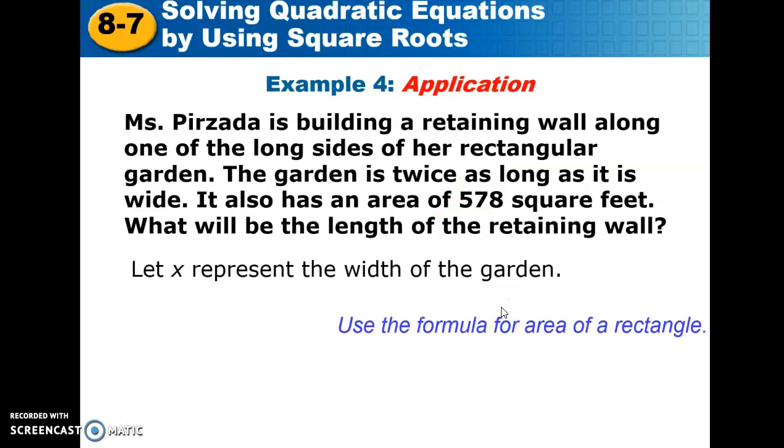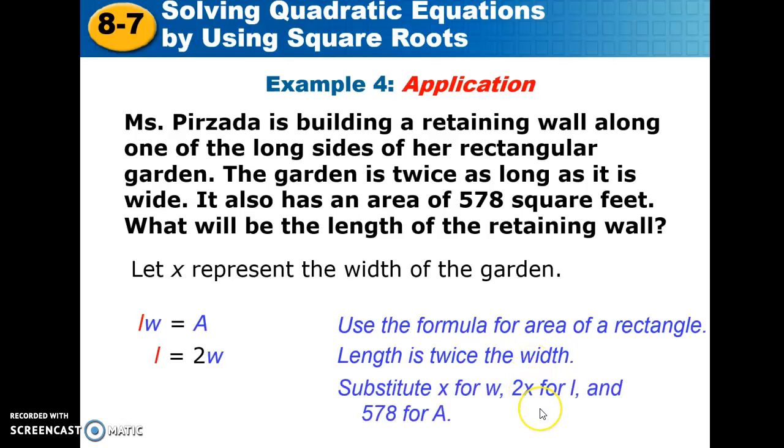and since we know that the length is twice as long as the width, right? That's what this middle sentence right here says. We're going to use x to represent our width, and then 2x is going to be our length, okay? So we have to substitute into our problem. So this represents length, this represents width, and this represents area. Okay, when we multiply 2x times x, we get 2x squared equals 578.